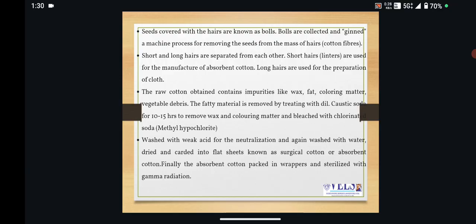After bleaching, it is repeatedly washed with water or weak acid for neutralization of the excess alkali, and then again repeatedly washed with water. Then it is dried and graded into flat sheets known as surgical cotton, otherwise known as absorbent cotton. Finally, the absorbent cotton is sterilized suitably, packed in a wrapper and sterilized with a radiation method. Here the gamma radiation method is used.